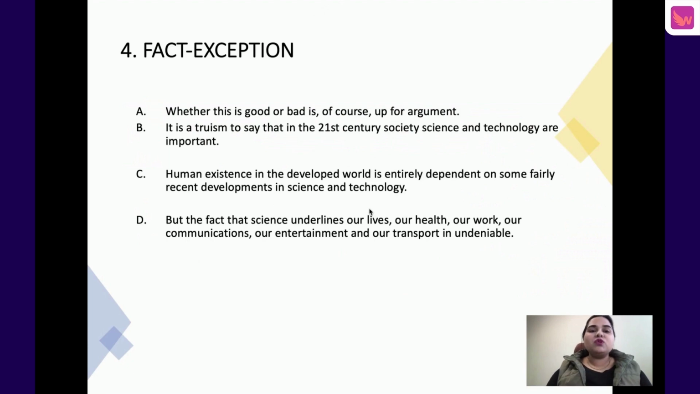Exceptions are most of the time statements that tell us about something opposite to what we have discussed earlier. Most of the time they will be followed by contrasting connectors like but, however, yet, on the other hand, on the contrary. In this case, you find but in the D sentence. It says the fact that science underlines our life is undeniable. Definitely we are talking about something very positive about science. Which sentence do you think is talking negatively about it? It's specifically the A sentence, where it is doubtful whether it is good or bad.